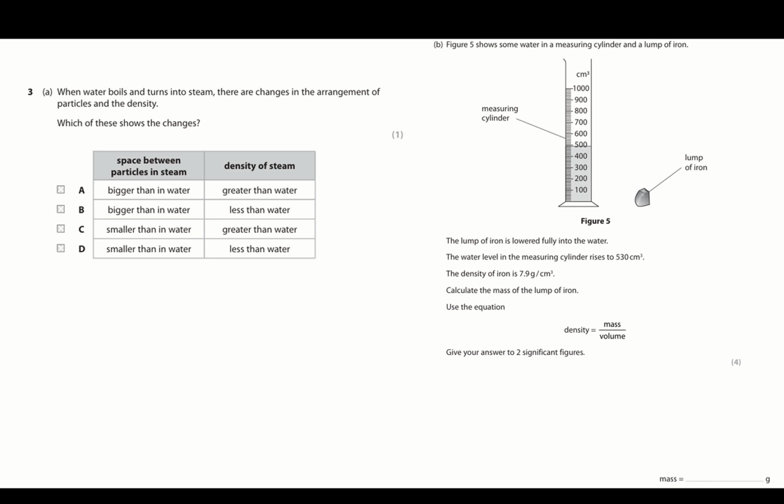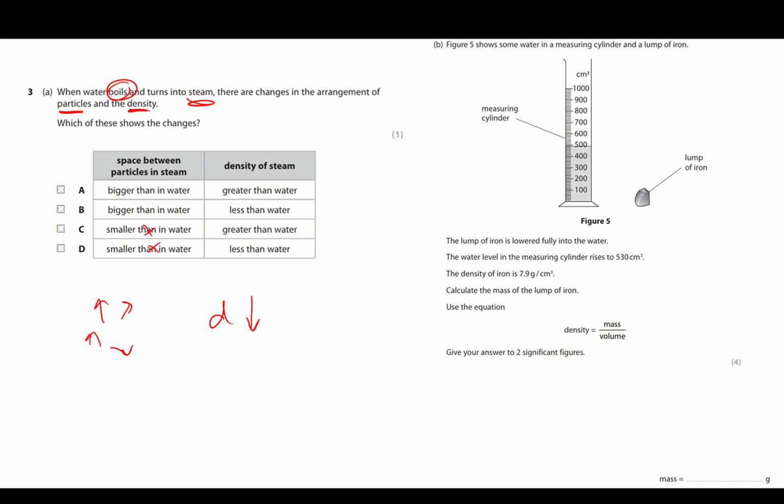Okay, question 3, we've got particle model density to go through. When water boils, it turns into steam. Tell us about the arrangement of the particles and the density. So we know that the particles are going to get further apart, and because of this, the density will go down. So the gaps will be bigger than in water, so it's a choice of A or B.